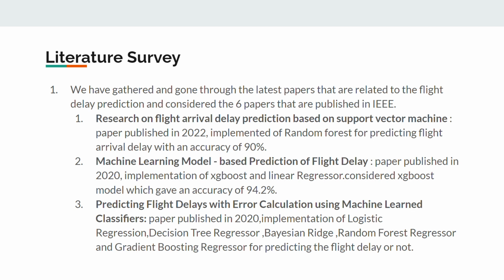and it implemented two algorithms, that is XGBoost and linear regressor, where they have considered only the XGBoost model, which gave an accuracy of 94.2%. And the third paper was predicting flight delay with error calculation using machine learning classifier, which was published in 2020. Implementation of multiple algorithms such as logistic regression, decision tree regressor, Bayesian ridge, random forest regressor, and gradient boosting regressor for predicting whether the flight is delayed or not. And the other published papers' links are in the description below.